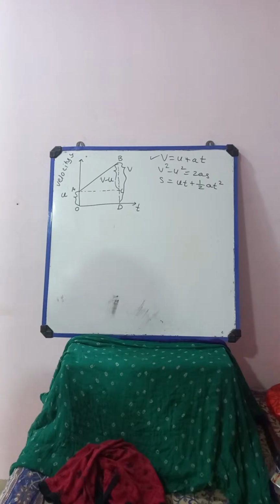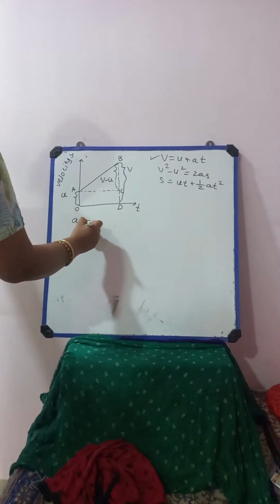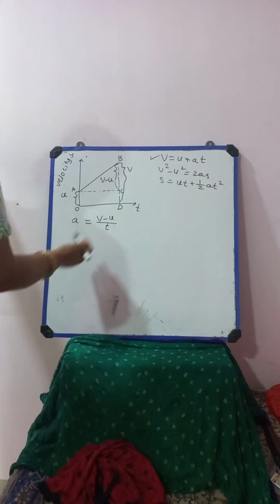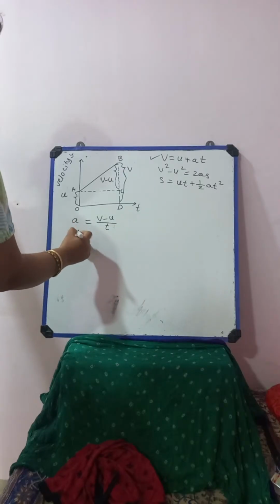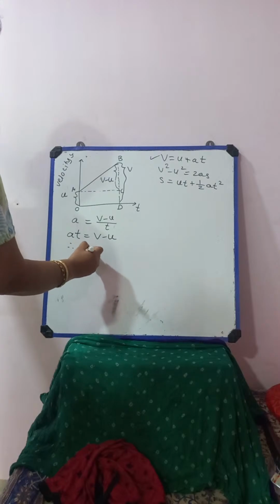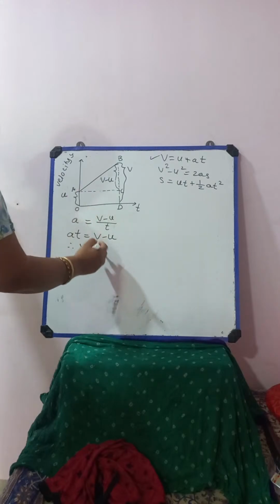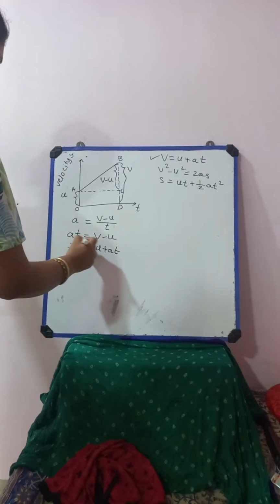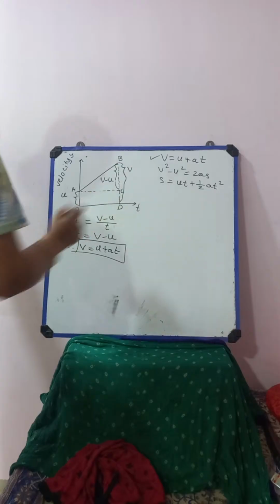Do you have any idea how to derive this? What do you mean by acceleration? This is very simple. Acceleration is nothing but change in velocity divided by time. So just rearrange the terms: at is equal to v minus u. Therefore, we can keep v as it is and transpose u to this side, so v is equal to u plus at. That's it. This is the derivation for the first equation.